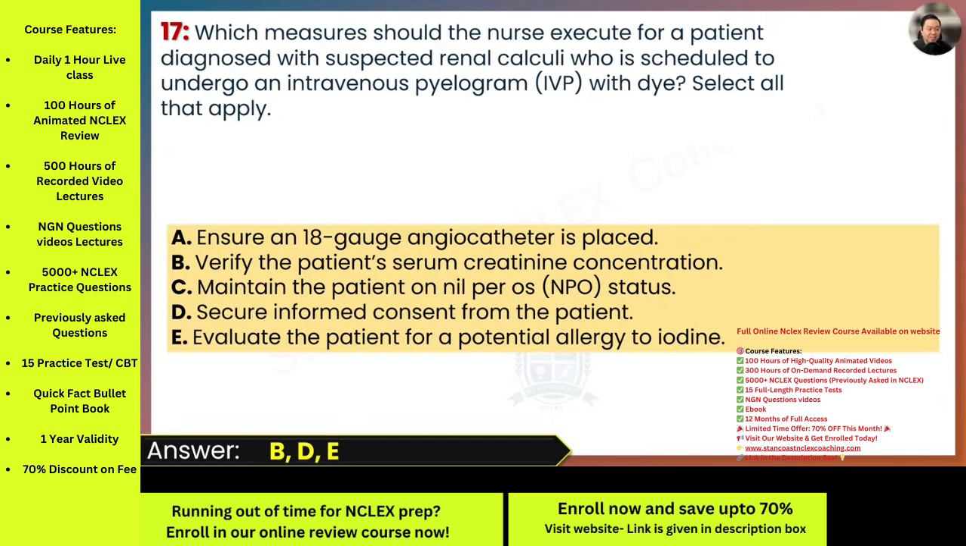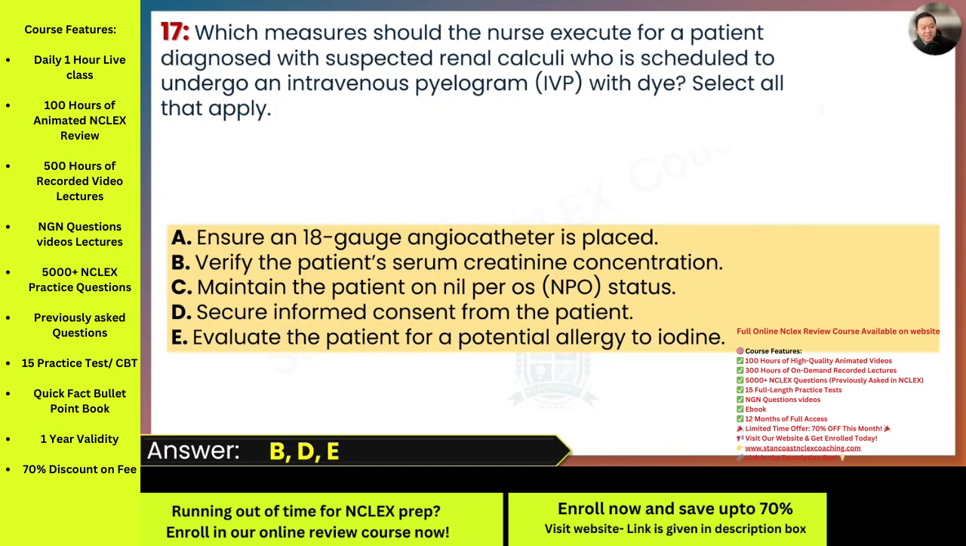Letter D, why is this correct? Of course, this is an intravenous procedure and an invasive procedure. So the patient needs to understand what will happen. They need to know the risks involved and what alternatives are available. And so the nurse must ensure the patient has been fully informed, and then we're going to have to secure that consent before proceeding to the diagnostic test. And we know that this is a legal and ethical requirement for any invasive medical procedure.